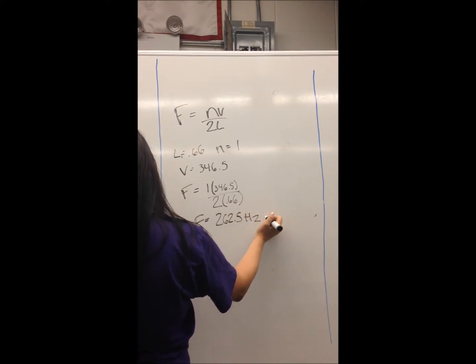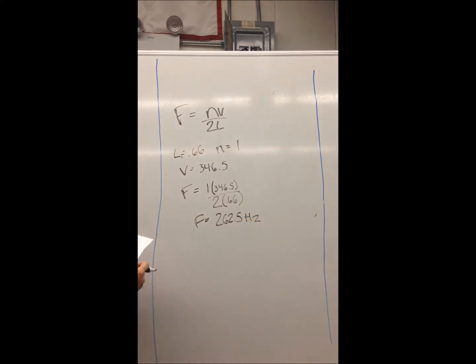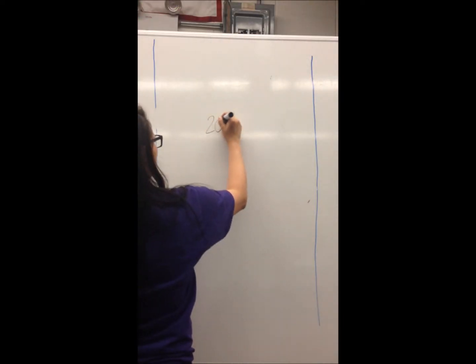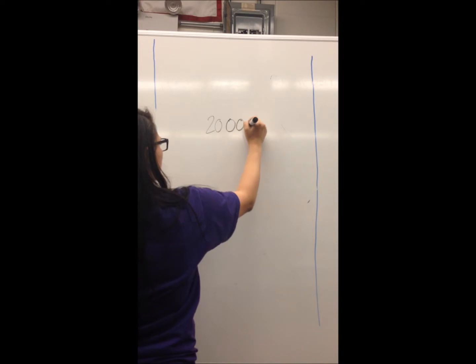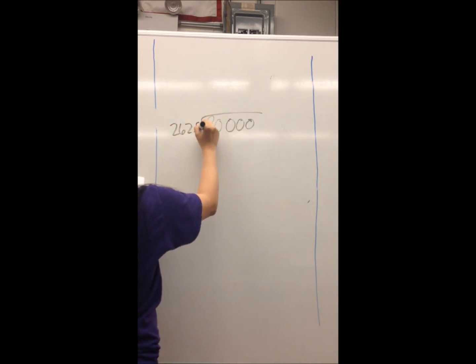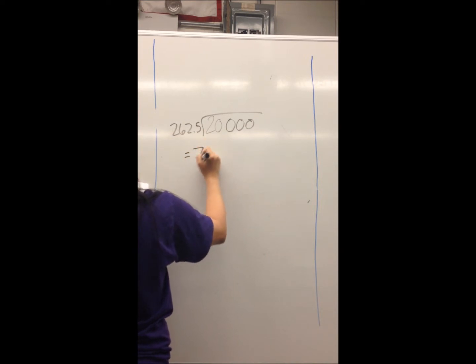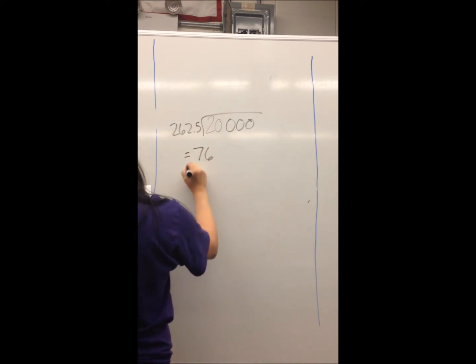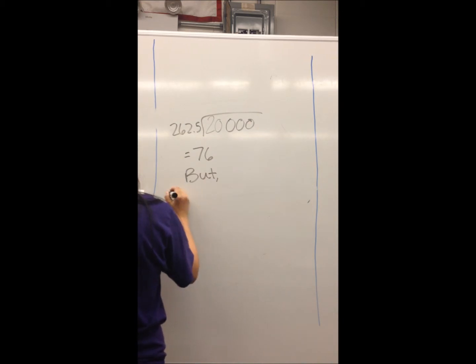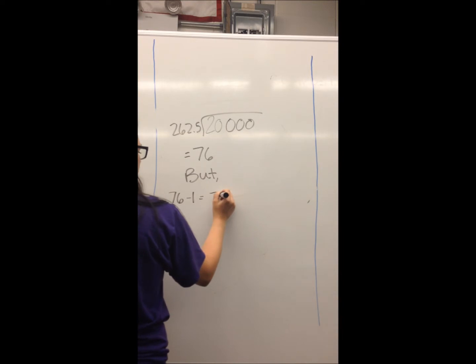Our last step in this problem is going to be finding the number of overtones. So we're just going to take 20,000 Hz, which is the highest audible frequency, and divide that by the frequency that we solved for originally. This will give us a total of 76. But since the first harmonic is not an overtone, we cannot include that, so we just have to subtract 1. So 76 minus 1 is going to give us 75 overtones.